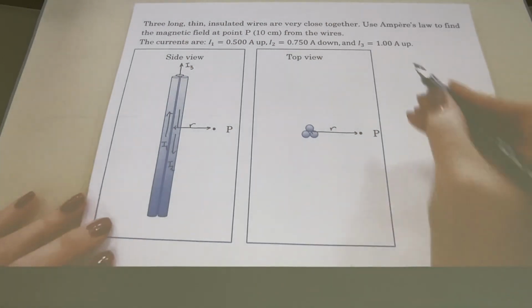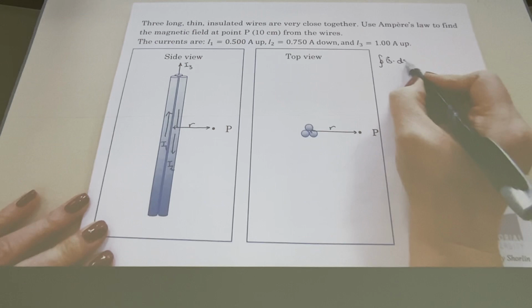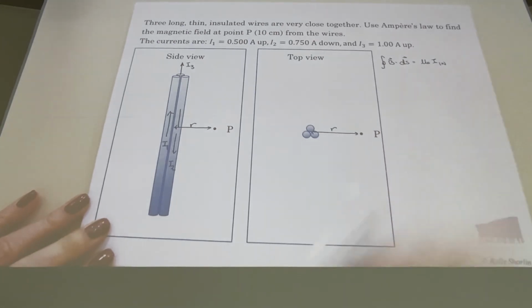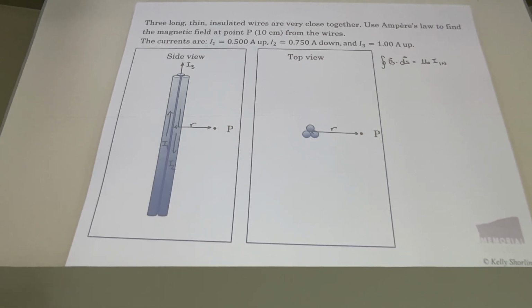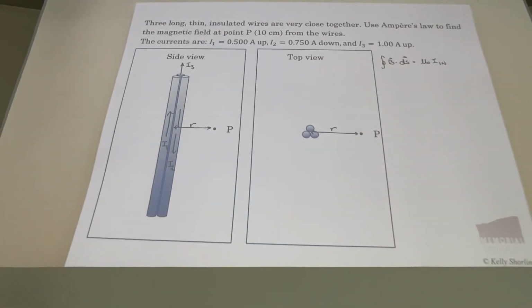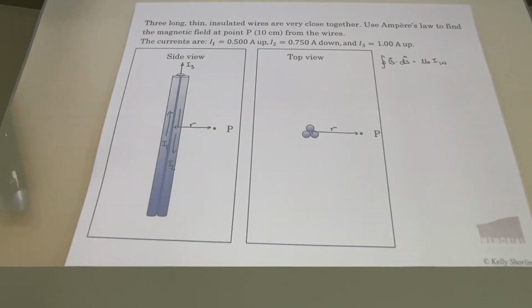So we want to use Ampere's law. The integral of B dot ds is mu naught times I inside. So the first thing we want to figure out is what is the integral of B dot ds? It means we have to pick and identify a path. We know the magnetic fields around long straight wires make circles, so our path S should be a circle. Our wire should be at the center. Our point P should be on the circumference. So we'll draw a path that matches all of those things.